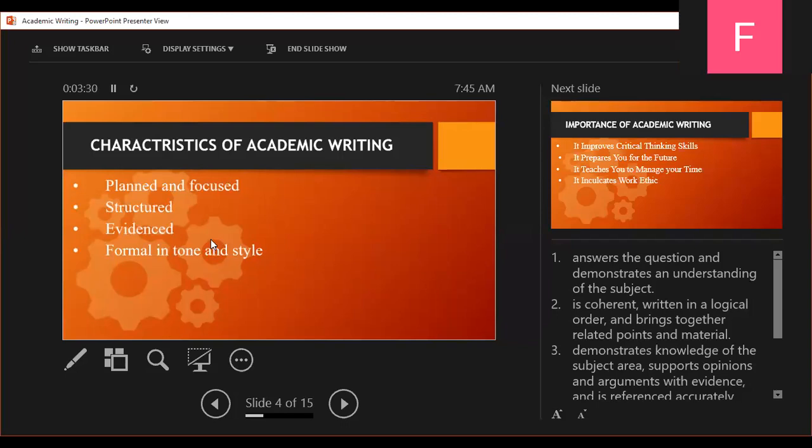The other one, academic writing is evidence-based. It means you should focus on documenting any kind of evidence you have, and you should try to focus on your subject area. And finally, it is formal in tone and style. You are forced to follow some logical order. You are not allowed to write as an informal piece of writing. There are a lot of rules that you should follow in your writing.